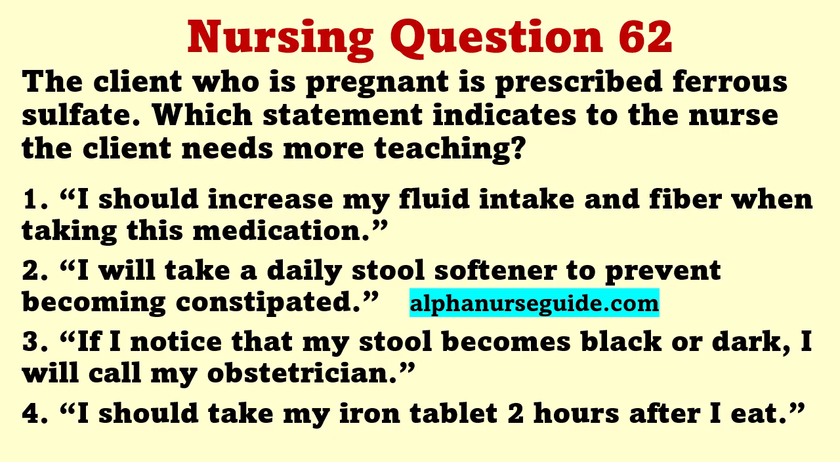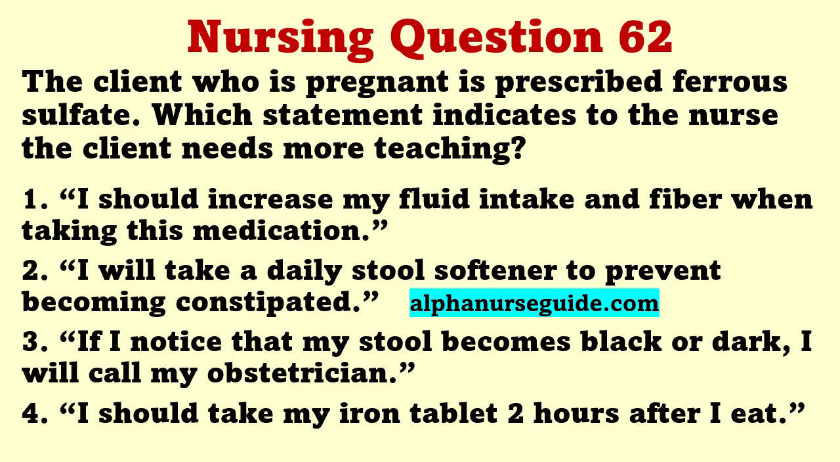The correct answer is 3. If I notice that my stool becomes black or dark, I will call my obstetrician. Ferrous sulfate, an iron product, causes the stool to become black and tarry. Therefore, the client would not need to notify the obstetrician. The client should increase fluid and fiber to help decrease the possibility of becoming constipated. The client is instructed to take a daily stool softener to prevent constipation. Iron should be taken between meals, 2 hours after a meal, because food decreases absorption of the medication by 50% to 70%.